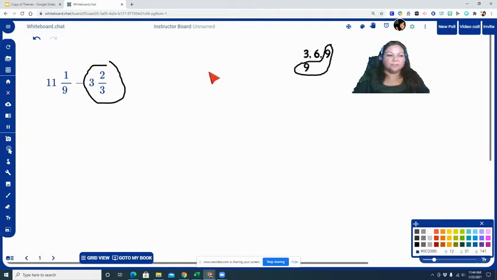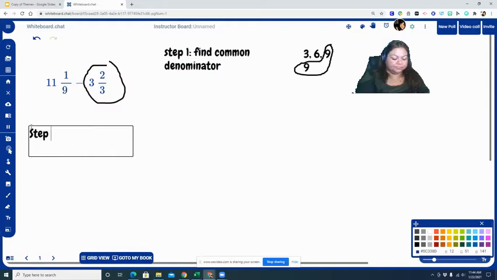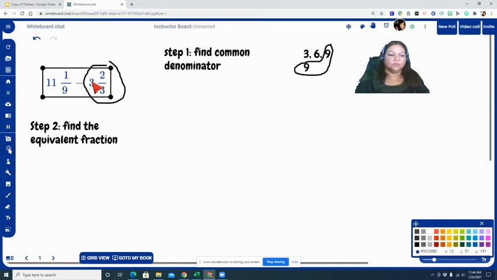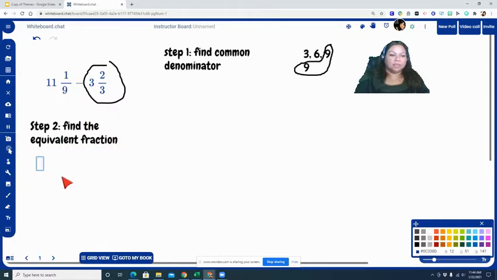So my first step here, and I'm going to write the steps so that you can see it: Step 1, find common denominator. Okay, now we're going to go to step 2. I'm going to find the equivalent fraction. So let's find now the equivalent fraction of 3 and 2/3. Let's do this in green. Let me take my math tool. I'm going to rewrite 3 and 2/3.